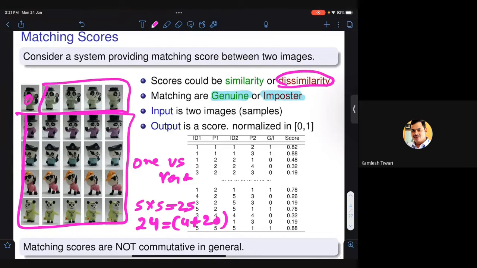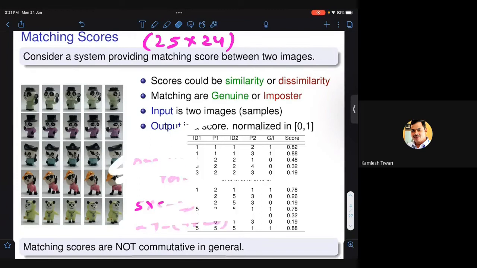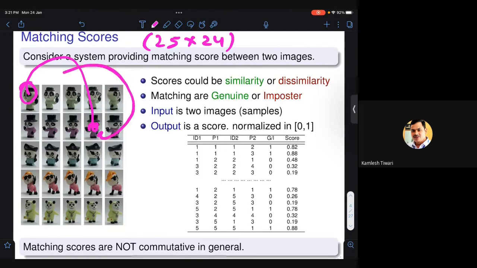And let me quickly ask how many total matchings are possible. Since 25 images are there, each of them can be matched in 24 ways. So the total number of matchings is 25 multiplied by 24. These many matchings are possible. It may also be possible that when you match this thing with this, then this would also be matched with this. So A can be matched with B, and B can also be matched with A. Both the matchings would be there.